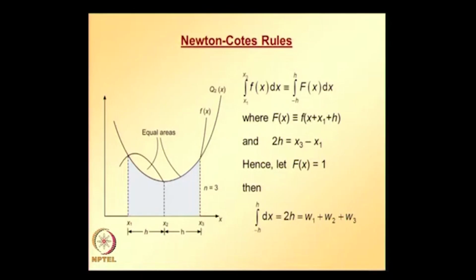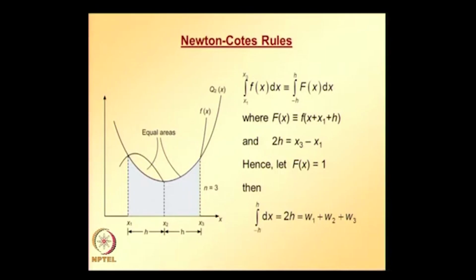function value taken at any point, that is x1, x2, x3, is going to be the same, which is equal to 1. So the previous approximation, W1 times the function evaluated at x1 plus W2 times the function evaluated at x2 plus W3 times the function evaluated at x3, becomes 2h equal to W1 plus W2 plus W3. So we got one equation.